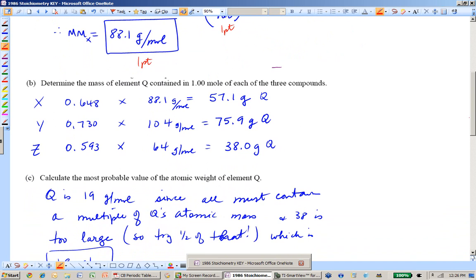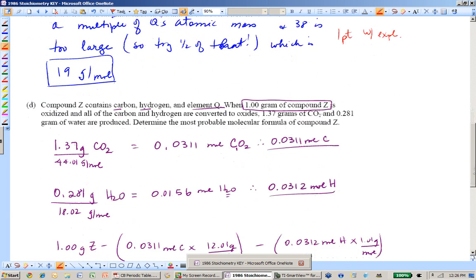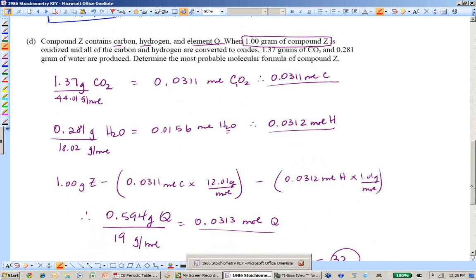So that was 3 points. And then for this next piece, determining the mass of each, if you got one correct mass, that's going to be equal to 1 point. If you got all 3 correct, then that equals 2 points. And then part C was worth 1 point with an explanation. And y'all, this is not the only explanation that would have flown. There's other ways to state what I stated. Many other ways.